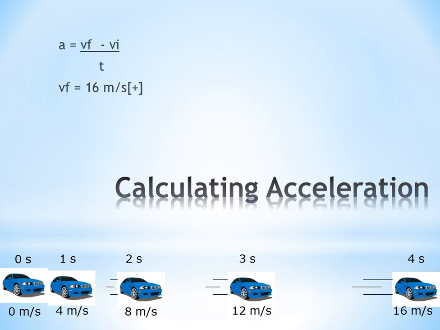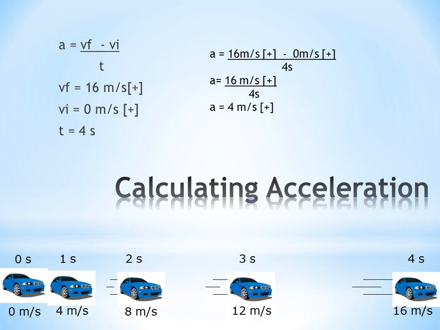Here's my equation. I know that the final velocity is 16 meters per second. I also know that the initial velocity is 0 meters per second, and because it's eastward, we're saying positive. The time is 4 seconds. Now I can put all that information into my equation. 16 minus 0 divided by 4 is going to give me 4 meters per second squared. I forgot the squared up here. Should be a 2 right there, in the positive direction. So please put that in your notes.